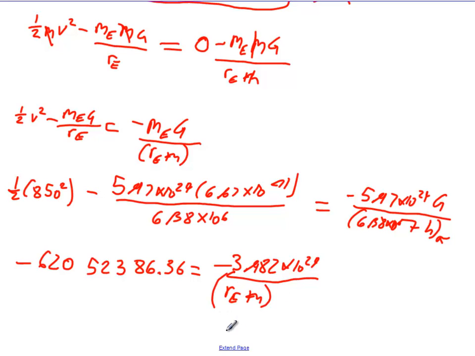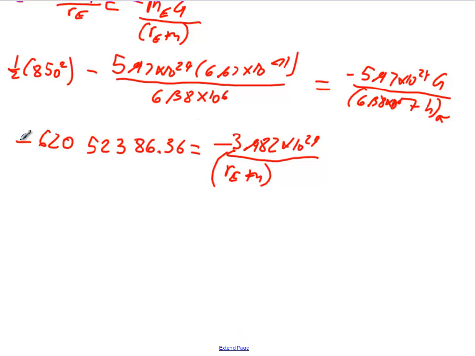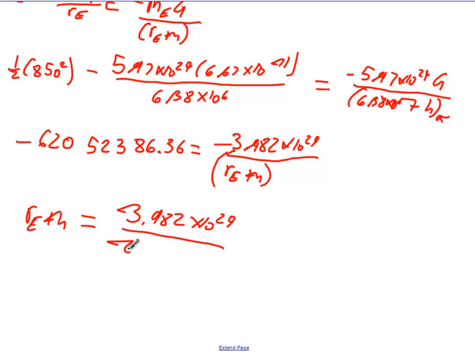Okay. Now, be careful when you do this, right? You have to multiply this whole thing over here, and that means this number actually distributes. Or you have to do the division. So I have radius of the Earth plus h equals negative 3.982 times 10 to the 24th divided by negative 620,523,86.36. Okay?